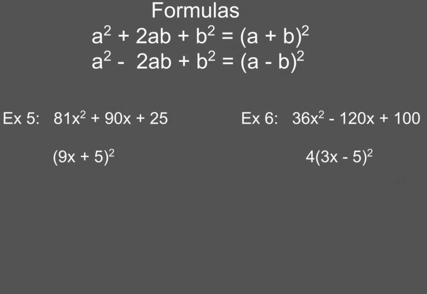How did we do, boys and girls? Hopefully, you got 9x plus 5, that quantity squared for example 5. And for example 6, you got 4 times the quantity 3x minus 5 squared. That's right. Example 6 had a GCF. Hope you saw it. If not, go back and take a look at problems 2 and 4 that had the GCF with it. All right, so that's it for this video.